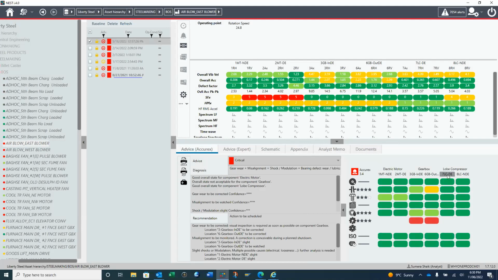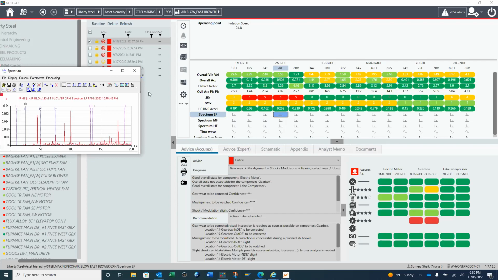So there is a lobe compressor and there is a gearbox. Every time it shows there is a gear wear diagnosis. So in your software, you get the diagnosis directly, right? Yeah, we get a diagnosis that there is an issue, but we can't rely on this actually. Can you show me the spectrum? Which spectrum do you want me to open? The motor first, the non-drive, horizontal, drive end.